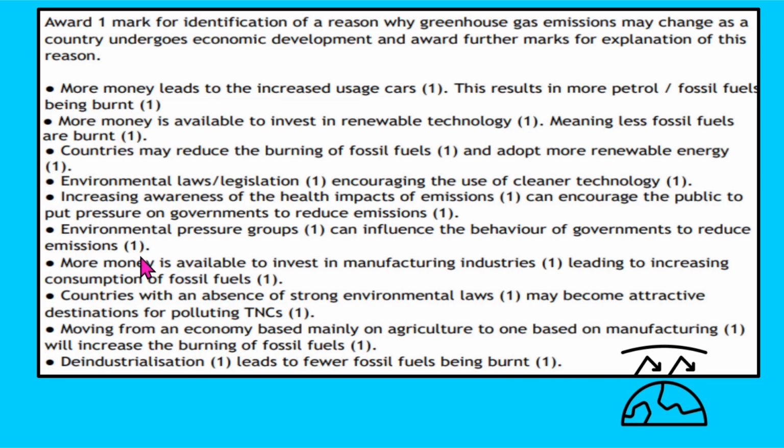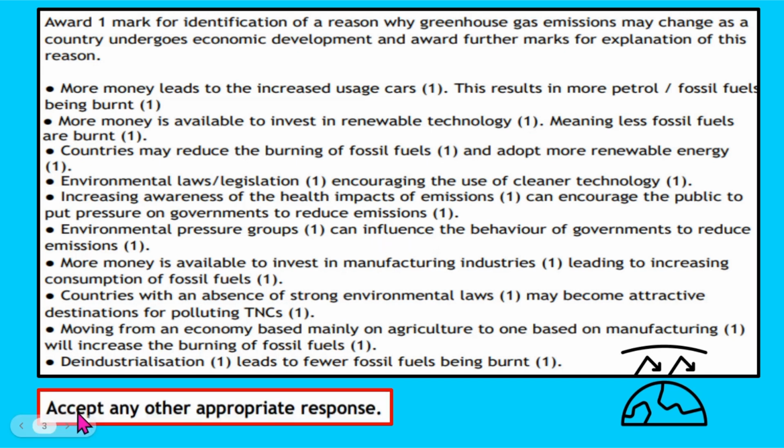Again, for me, the points at the top are far more accessible and simple to write about than the points at the bottom. So, increased car usage, investment in renewable technologies, burning fossil fuels, all of which are very easy to write about, compared to moving from an economy based mainly on agriculture. Again, still write about that, but it's definitely a lot more difficult. More money available to invest in manufacturing industries, really they're talking about industrialization. Also worth noting that the examiner always has this, accept any other appropriate response. So if you have a logical point that's not on there, you still can access the marks.